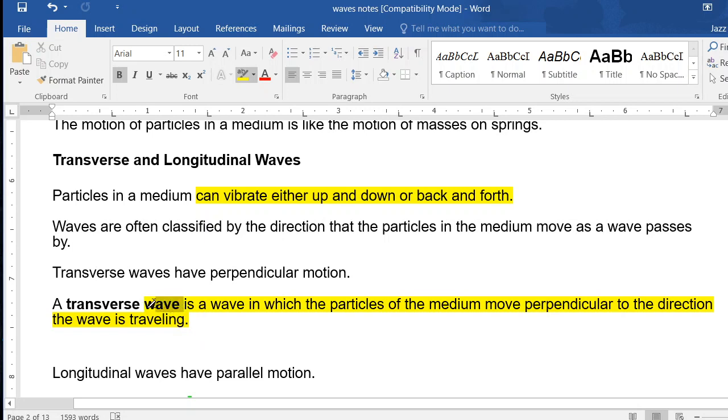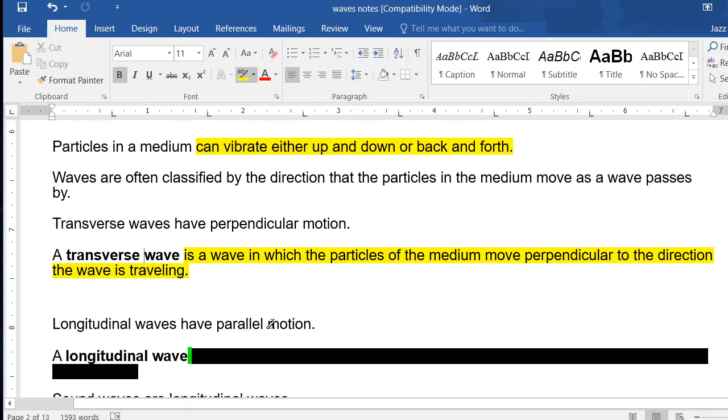A transverse wave is a wave where particles travel up and down, and the wave travels left and right, let's say. A good example, like I said, is if you're in a lake or an ocean and a wave is coming towards you, the water moves up and down, but the wave passes through you. So that is a good example of a transverse wave. The wave moves one way and the particles move perpendicular to that.